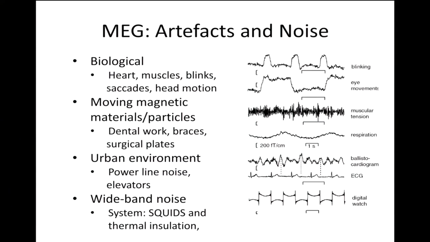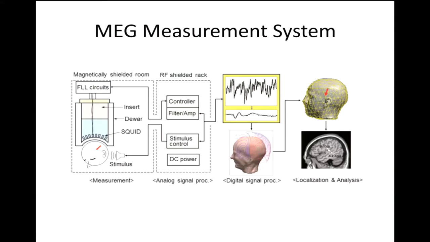I think there are some papers on this, about makeup that has metallic paint. An urban environment is terrible for this too. And on top of it, you have wideband noise as well. So you have to remember, you are measuring signals almost at the noise floor. Now the job is how to extract these signals. And the first thing, as I mentioned, is that you have to have a magnetically shielded room.